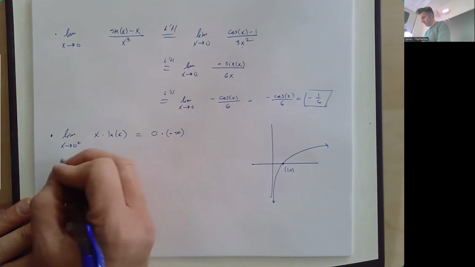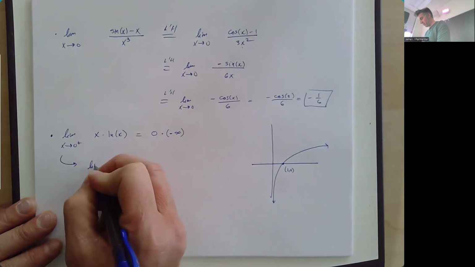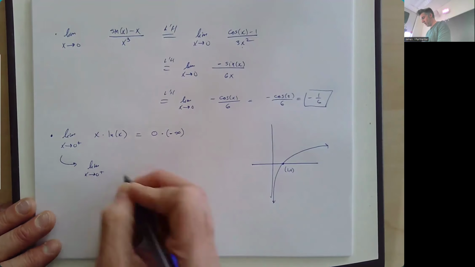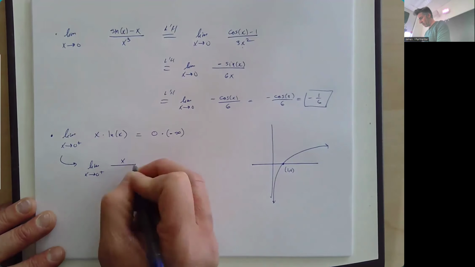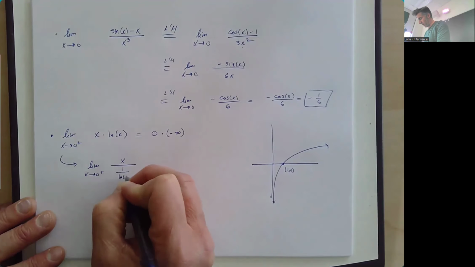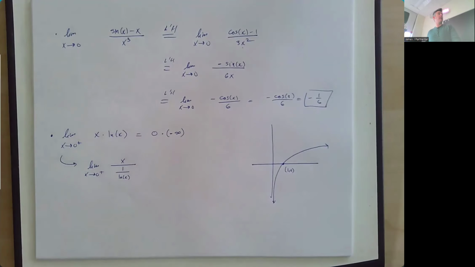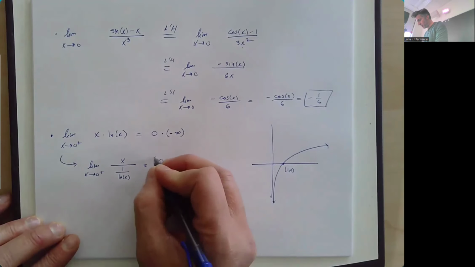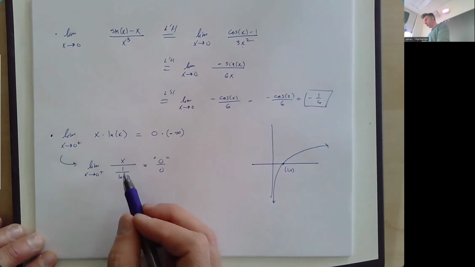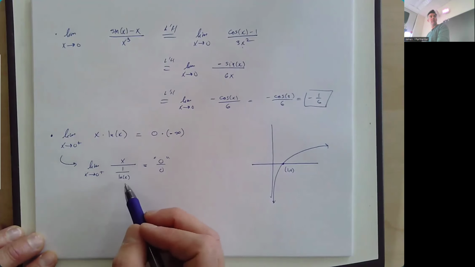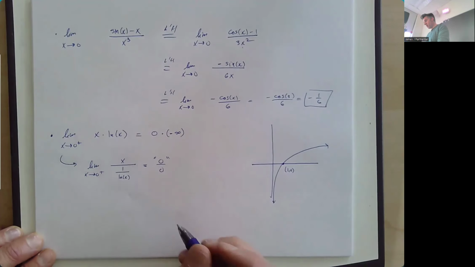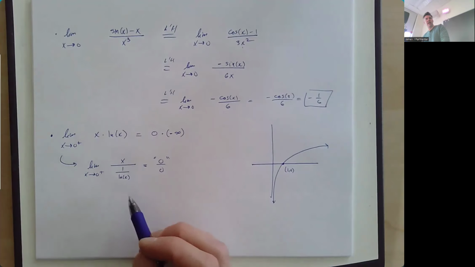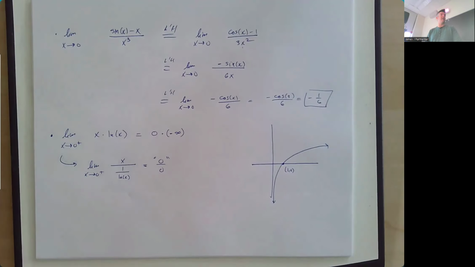You can either rewrite this as the limit as x goes to 0 from the right of x divided by 1 over natural log of x. This is the wrong way to go. It would be a 0 over 0 type, because the top is going to 0 and 1 over something infinitely large is going to 0 as well. But taking the derivative of 1 over natural log of x is going to be less than excellent.